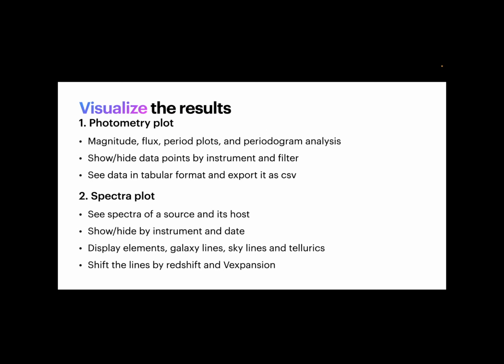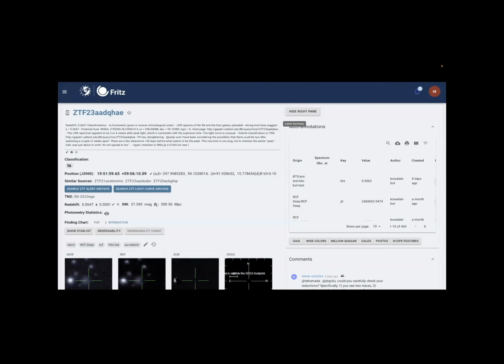When it comes to visualizing the results, you have all of the good stuff that you would expect from any Marshall. So you have a photometry plot where you can play around with a period, and you also have a spectra plot where you can get all of the different spectra that you have and plot these lines. So this is an overview of what the source page looks like.